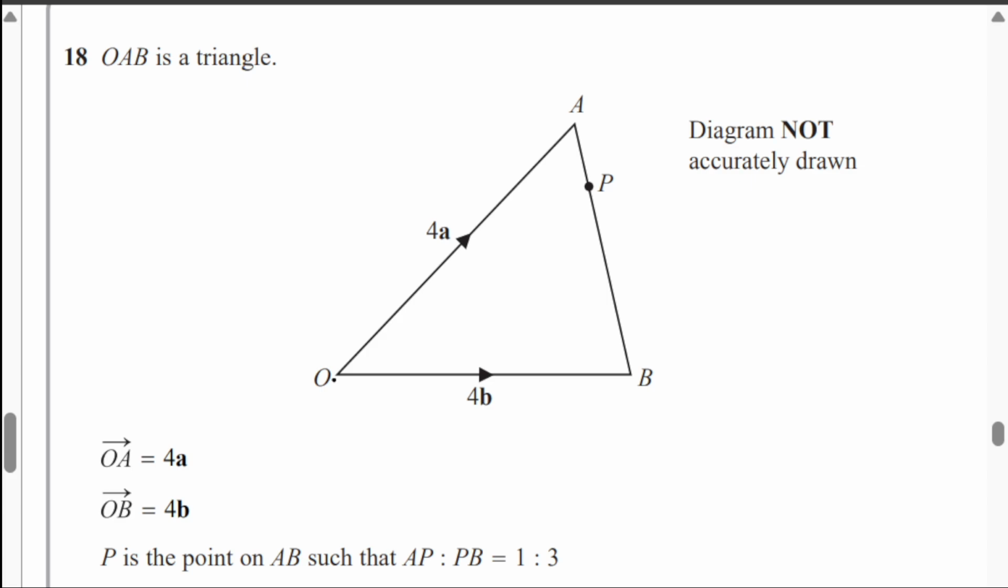For example, here they tell you if you go from O to A, it's 4A. If you go from O to B, it's 4B. But they didn't tell you this. So this street we don't know, so we will not use it. And that's how you think of vectors. Now let's answer the first question.